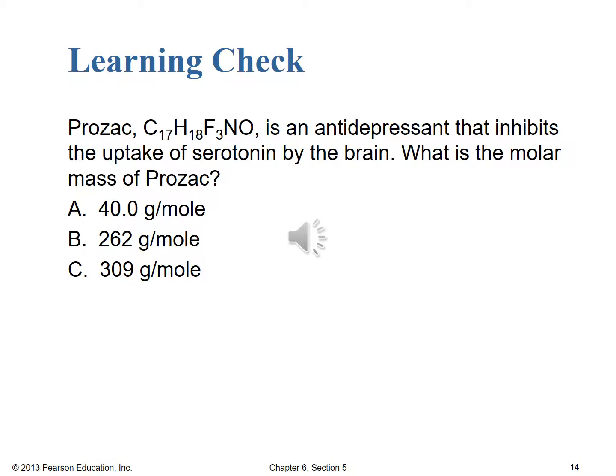Don't just guess here. It is a multiple choice question like your exam questions, but please do follow that process and figure out the exact value and then identify which of the answer choices A, B, or C is correct. Pause the video here. When you're ready, start it back up and we'll see if you were correct.